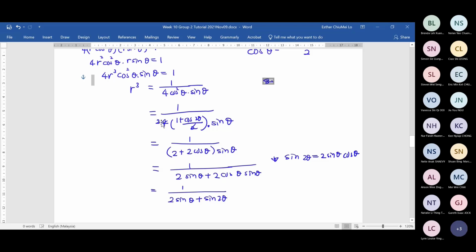Now, we're supposed to do up to 1.2.5, 125. We're supposed to do up to 125. Next week, we'll look at the graph, the polar graph.